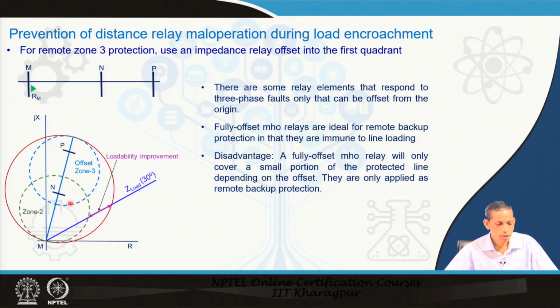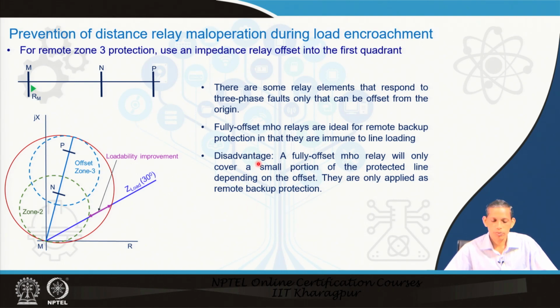Therefore, for any fault in NP, which should be taken care of by this relay, the characteristic becomes the offset one, not this one. Thereby, the loadability improvement of the corresponding relay will be this portion in this case. So, that is about the backup protection from relay RM for the NM question.